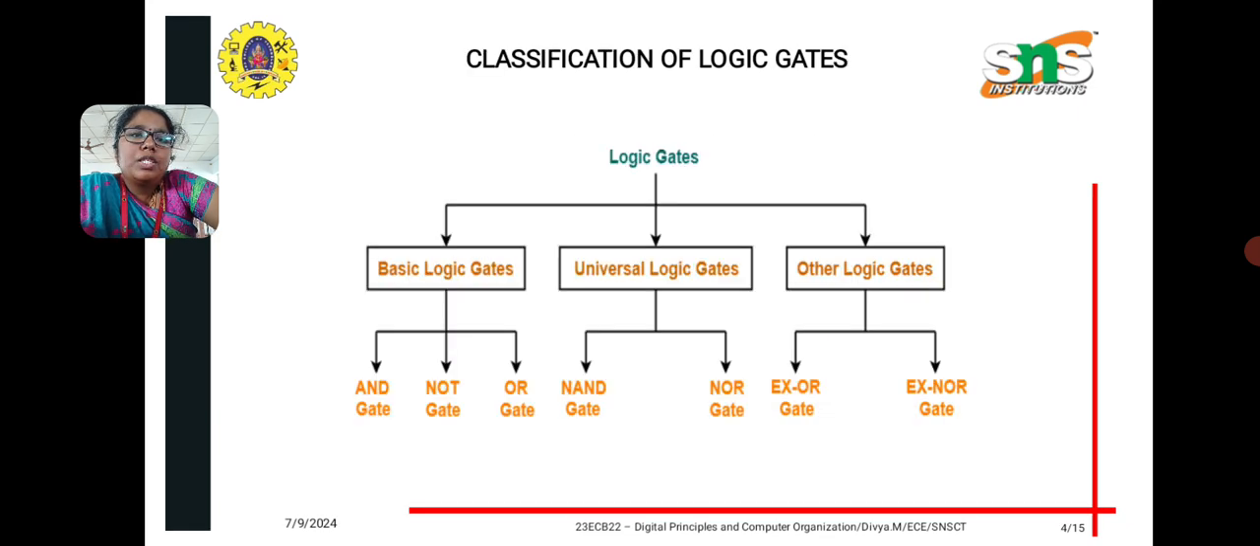Then these are the classification of logic gates: basic logic gates, universal logic gates, and other logic gates. Basic logic gates are AND, OR, NOT. NAND and NOR are universal logic gates, and XOR and XNOR are the other logic gates. NAND and NOR are universal logic gates because any gate can be designed by using NAND and NOR, so they are called universal logic gates.